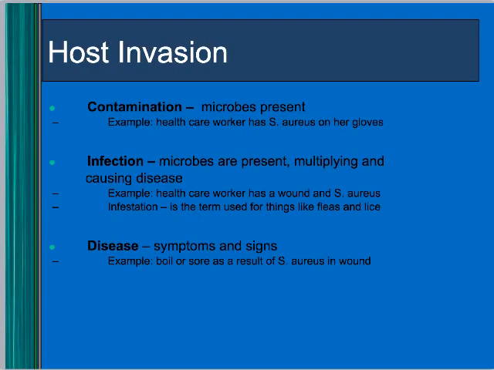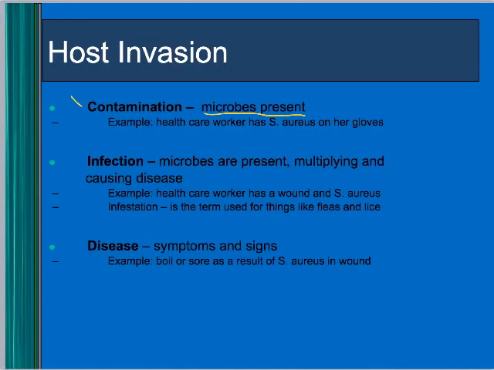Now when we talk about how the host is invaded, there can be three stages, three different levels. If something is contaminated, it means the microbes are present. An example would be a healthcare worker that has Staph aureus on her gloves, or you have bacteria on your pencil. It's contaminated, but it's not causing any problems.